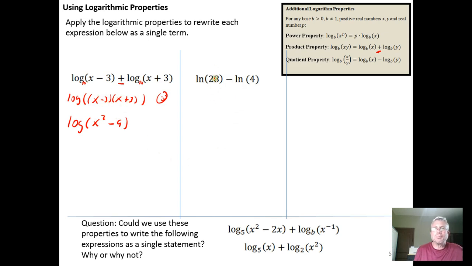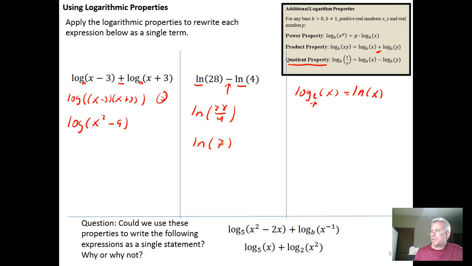That's up to you. Here I have the natural log. So remember that if we have a log base Euler's number of x, because this is an important base, it gets its own name. And so the base is base e. These are two base e logarithms with a subtraction between them, so we can apply the quotient property to rewrite it as the natural log of 28, and it's a minus, so it's going to be divided by the 4, which is just the natural log of 7.